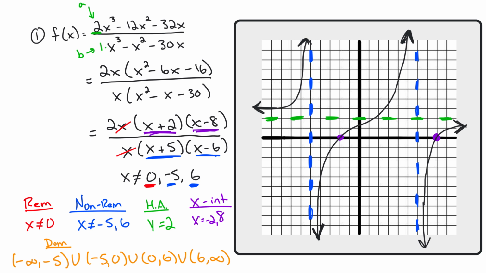The last thing I want us to do is the removable discontinuity. This one is at x equals 0. So I find where on my graph x would be 0, which is right here. And I'm going to put an open dot. And this is the graph of the rational equation f of x.